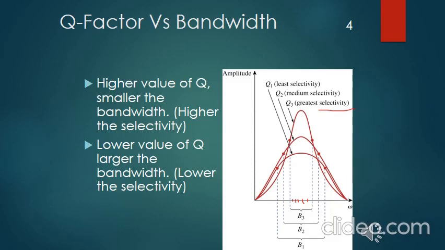That means the pickup, because here you can see the amplitude gets maximum, if the axis is voltage or current, so you will get a maximum out of it. That is known as the greatest selectivity. And if the quality factor is lower, then the bandwidth will be larger. Here you can see the bandwidth is larger, but the selectivity is least.